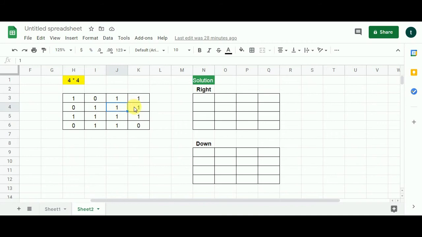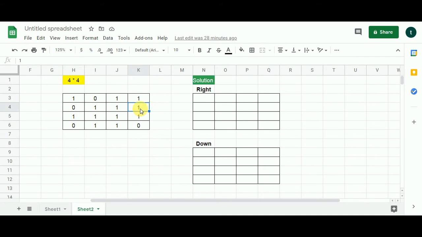If the cell to the right of it has 1, yes, it has 1. And if the cell to the bottom of it has 1, yes, it also has 1. So there is a possibility for this particular cell to be an endless point as well. Okay, I come over here and there is no cell on the right.